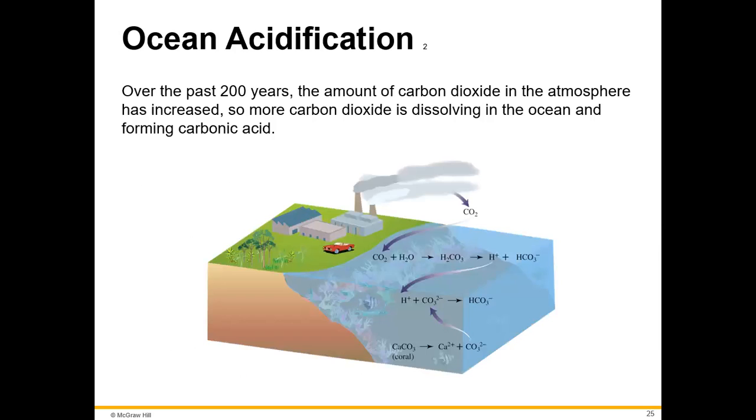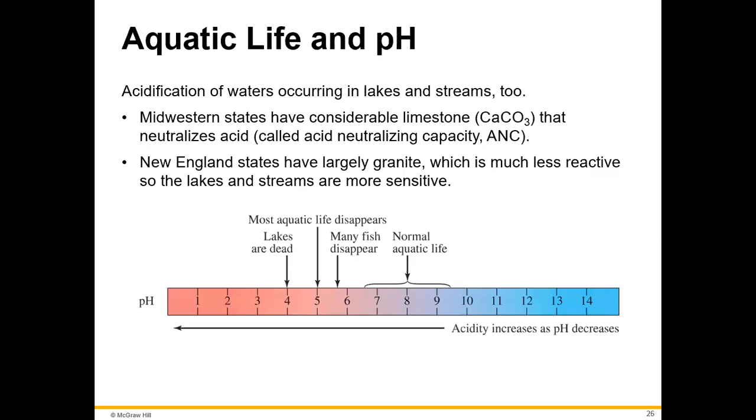Over time, the pH of the ocean has been dropping, and you see the effects of that in things like coral reefs. And so what happens to ocean life, or freshwater for that matter, when the pH changes?